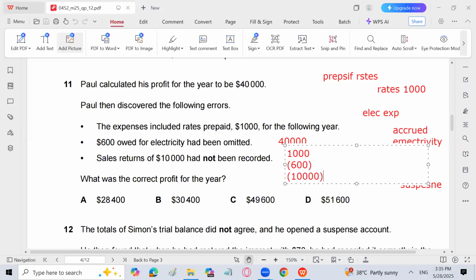Now you can find the correct profit easily, correctly. It can never go wrong. But you will not follow the teacher's instructions. You will follow your own way, and that is the result. So 40,000 minus 10,000, 30,000. 30,000 plus 1,000, 31,000. 31,000 minus 600, 30,400. B is the answer. So B is going to be the answer for this question.